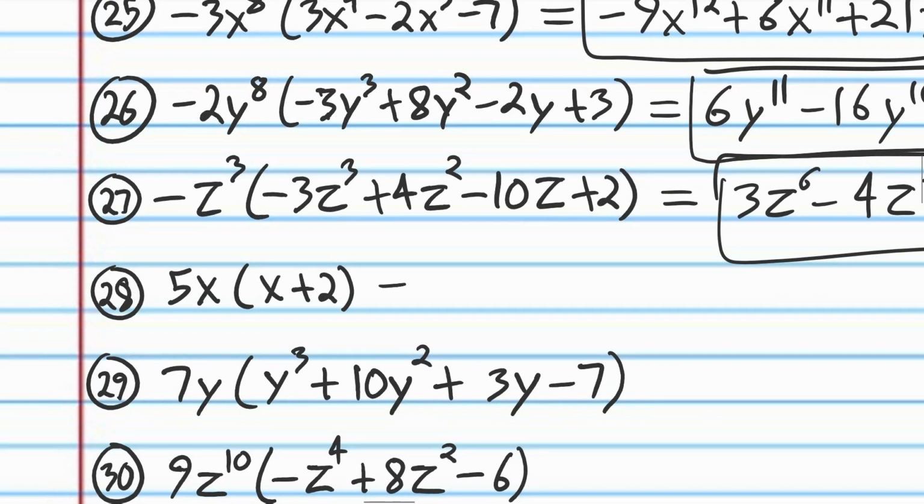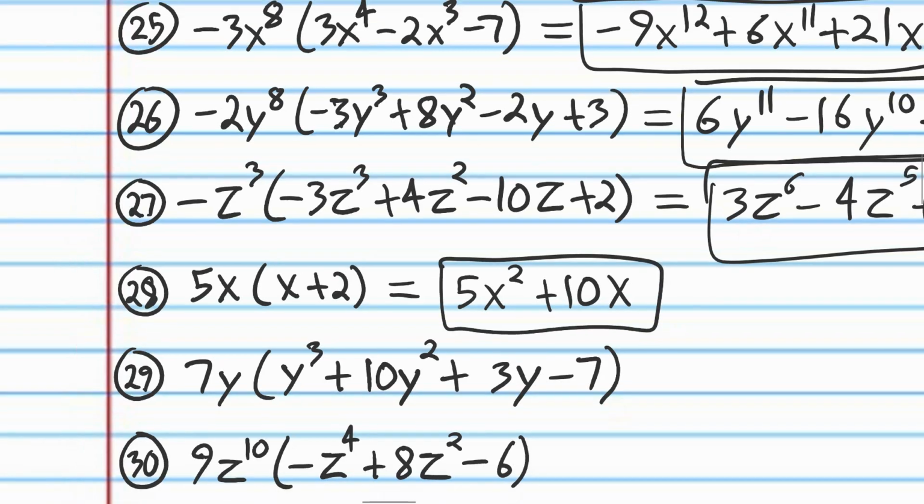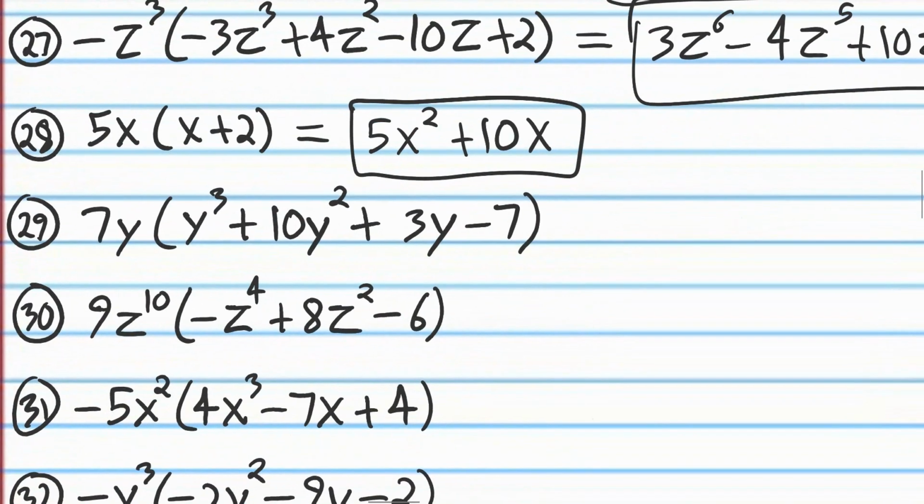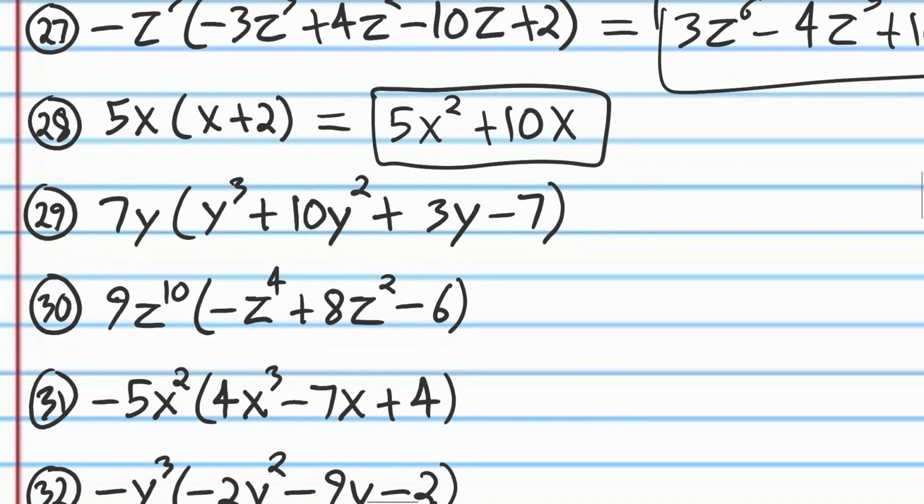All right, we're back. 5 times, and remember, if there's no coefficient here, that just means it's 1. So 5 times 1 is 5. And x times x is x to the second power. And 5 times 2 is 10. And x times, there's no x, so it would just be x. So if you got that answer, good job. Try 29, and when you come back, we'll do it together.